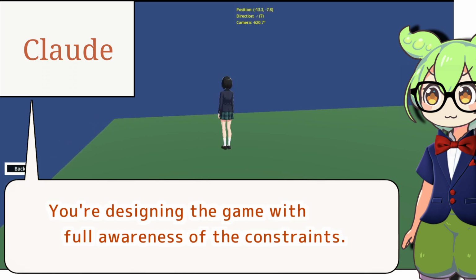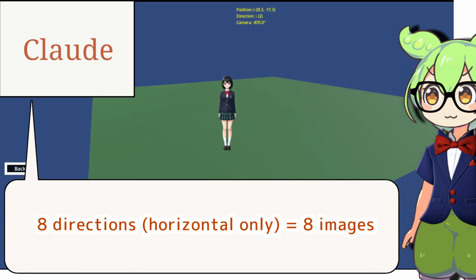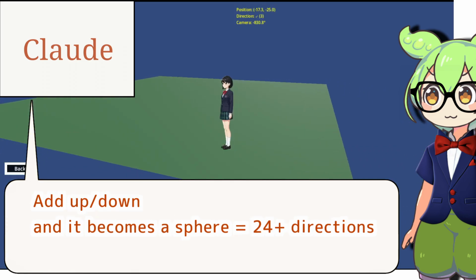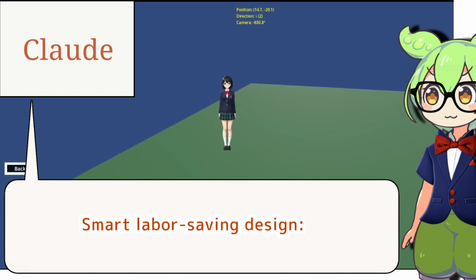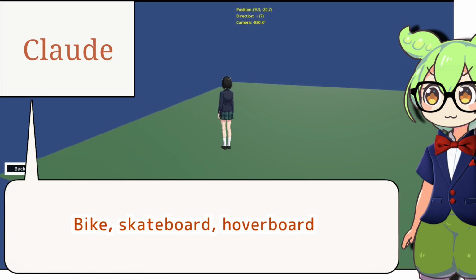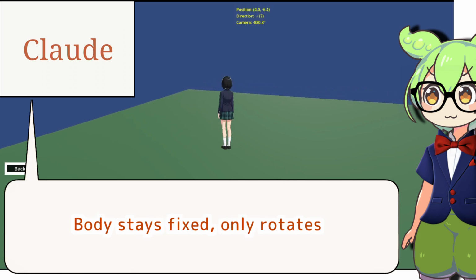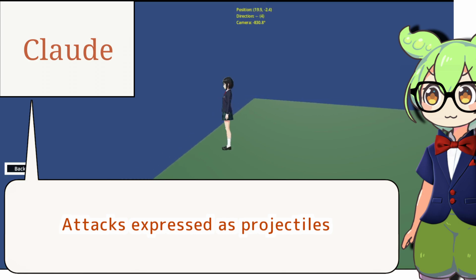Perfect analysis. You're designing the game with full awareness of the constraints. Vertical rotation issue. 8 directions horizontal only equals 8 images. Add up/down and it becomes a sphere equals 24 plus directions. Not realistic. That's territory for full 3D. Smart labor-saving design. Turn movement into vehicles. Bike, skateboard, hoverboard. Body stays fixed, only rotates. Just like Goemon Impact where the character rides a robot. Attacks expressed as projectiles.